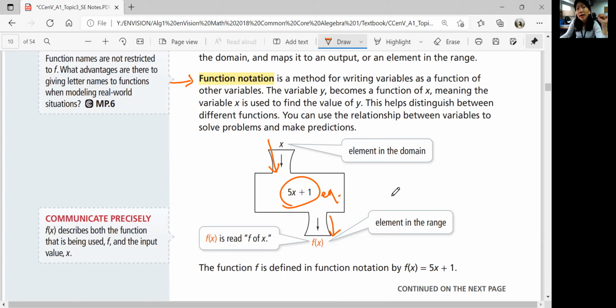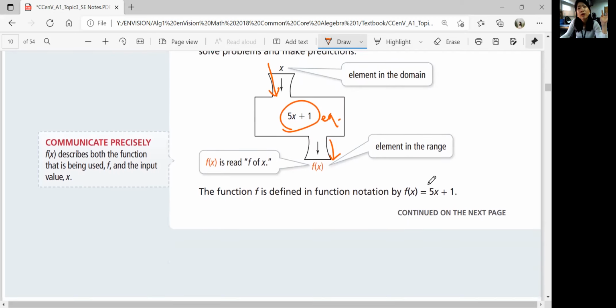If it's a y, it's called an equation. If you have an f of x, it's called a function. There's an implication that the equation makes a function. There are a lot of equations that are not considered functions. So that's the difference.